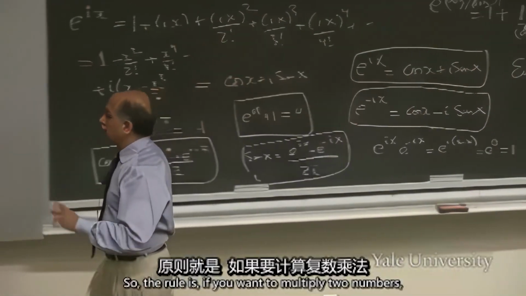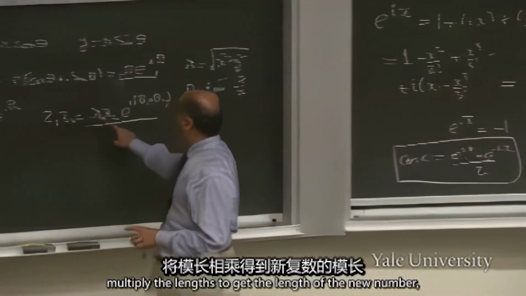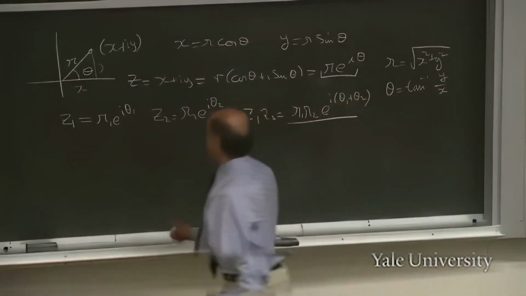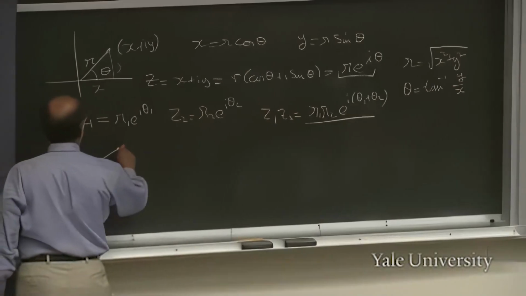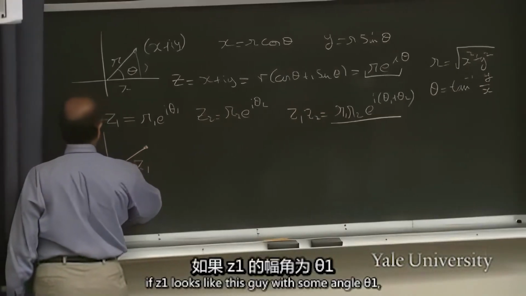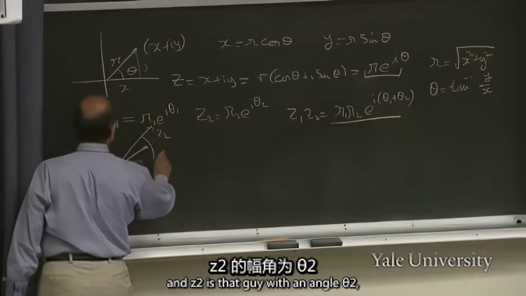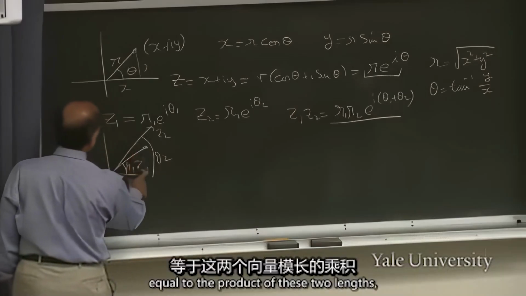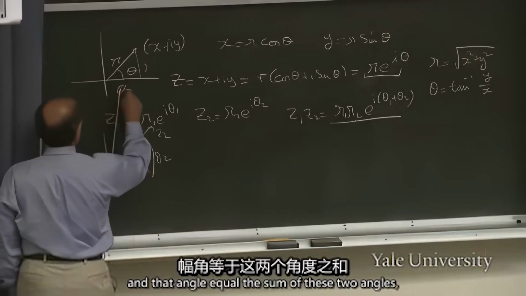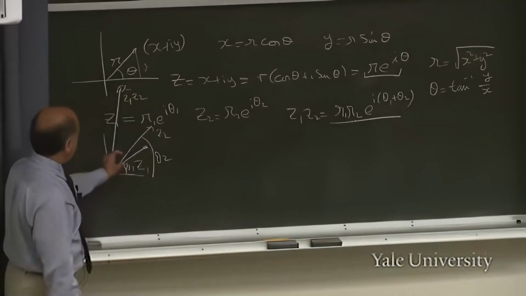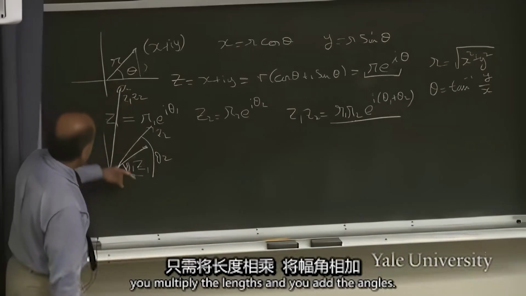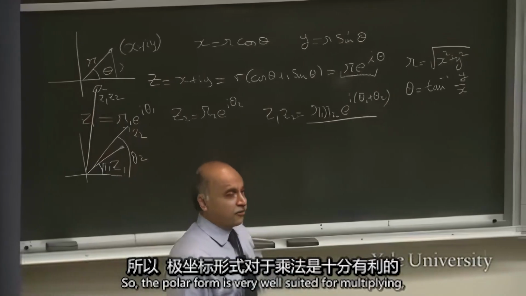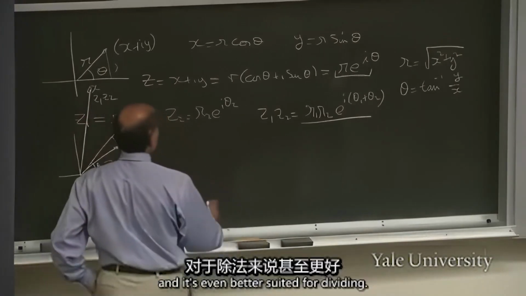The rule is, if you want to multiply two numbers, multiply their lengths to get the length of the new number, and add their angles to get the angle of the product. So what I'm telling you is that if z1 looks like this guy, with some angle theta 1, and z2 is that guy with an angle theta 2, the number z1 z2 has a length equal to the product of these two lengths and an angle equal to the sum of these two angles, so it will look like that. To go from this to that, you multiply the lengths and you add the angles. So the polar form is very well suited for multiplying, and it's even better suited for dividing.